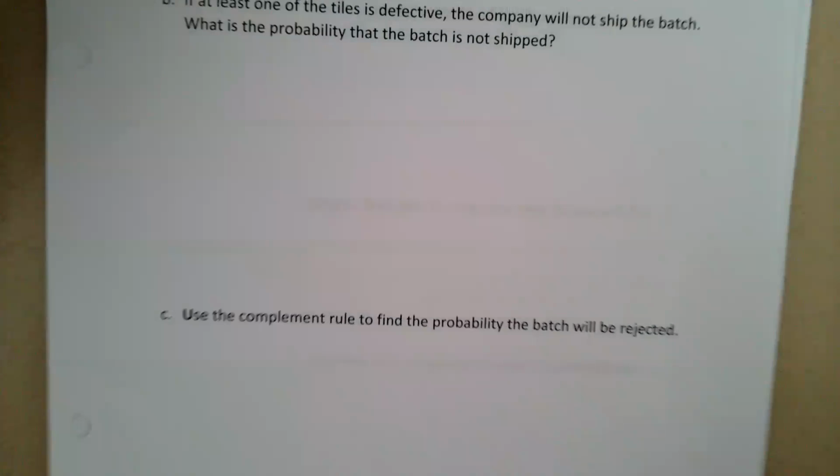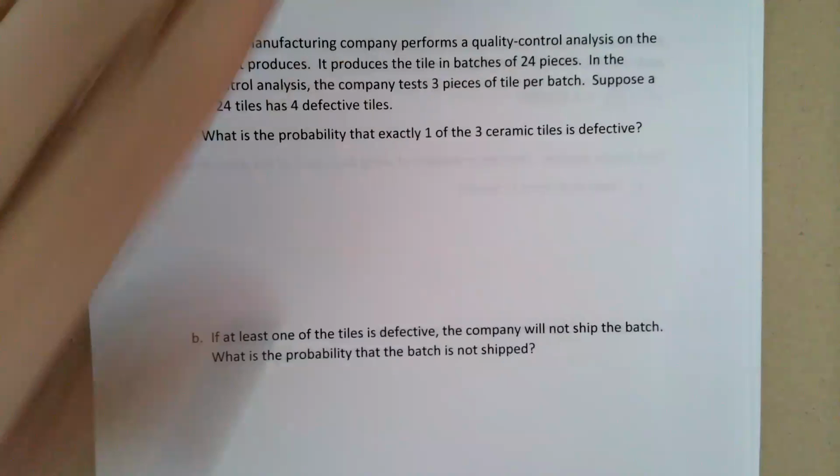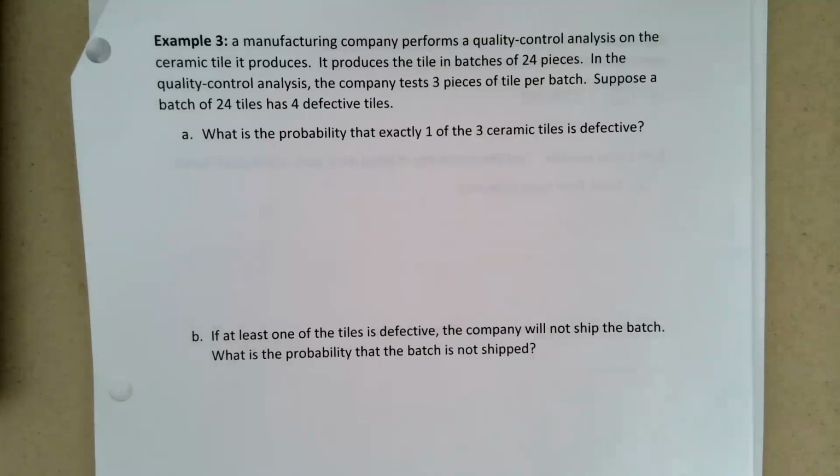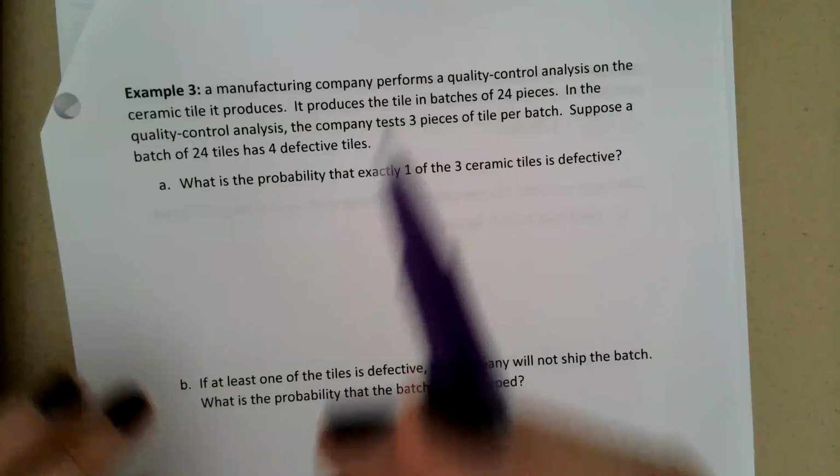Let's look at example 3. We're putting all these things together that we've been learning. So example 3 says, a manufacturing company performs a quality control analysis on the ceramic tile it produces. It produces the tile in batches of 24 pieces. In the quality control analysis, the company tests 3 pieces of tile per batch. Suppose a batch of 24 tiles has 4 defective tiles. What is the probability that exactly one of the 3 ceramic tiles is defective?